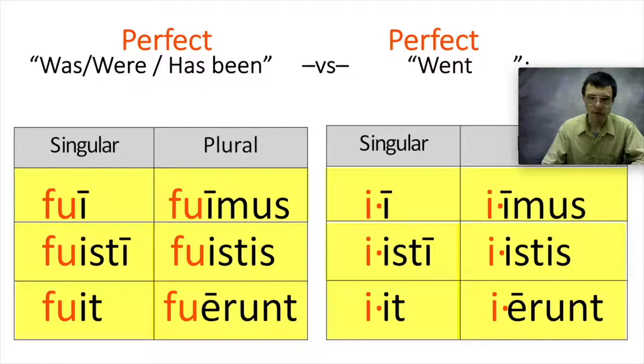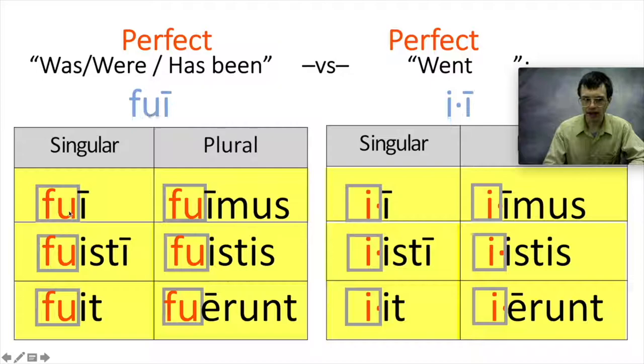Now in the perfect, this is what we're going to have. Fu as was, were, or has been, and I as went, to which we're going to tack on the endings: i, isti, it, imus, istis, erunt. And notice that the macrons are right there. Fui, I was. Fuisti, you were. Fuit, he, she, it was. Fuimus, we were. Fuistis, y'all were. Fuerunt, they were. Over here, ii, iisti, iit, iimus, iistis, ierunt.